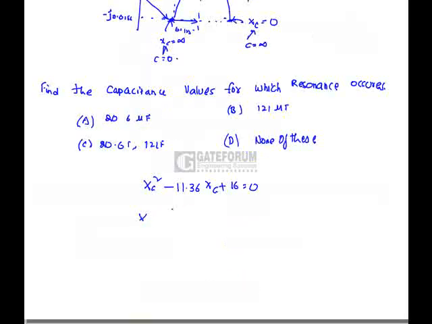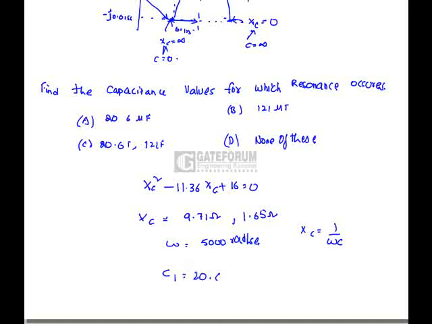If we solve this quadratic equation, we will get Xc as two values, that is 9.71 ohms and 1.65 ohms. We know omega equals 5000 radians per second, and Xc is nothing but 1 by omega C. Here C1 is 20.6 microfarad, C2 is 121 microfarad. That is, both A and B, so option D is correct.